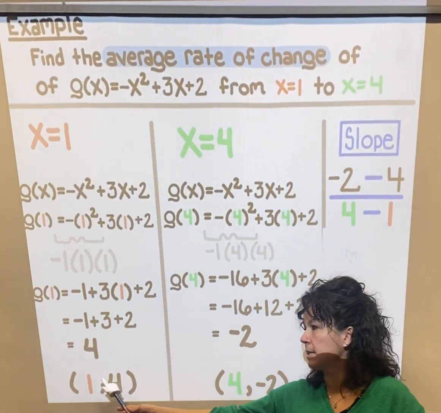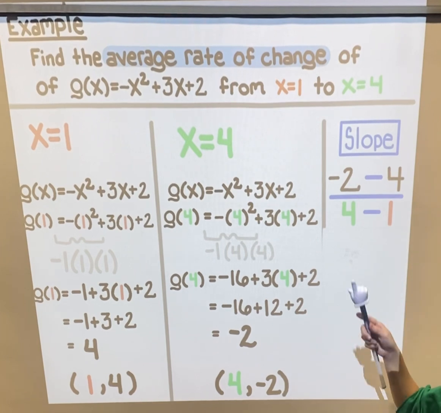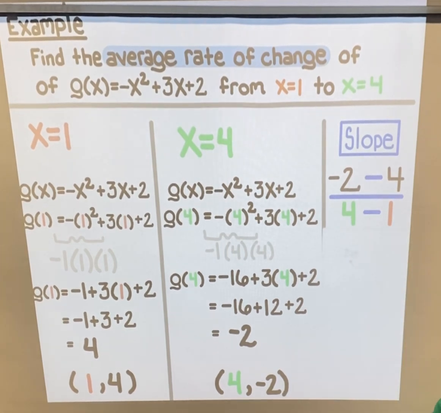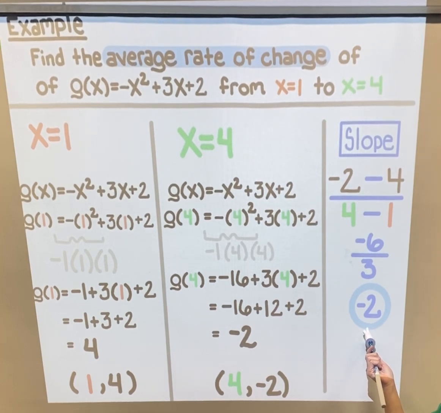So 4 minus 1. Okay, so negative 2 minus 4 is negative 6. 4 minus 1 is 3. And negative 6 divided by 3 is negative 2. So the average rate of change is negative 2.